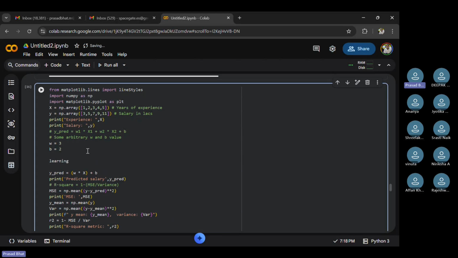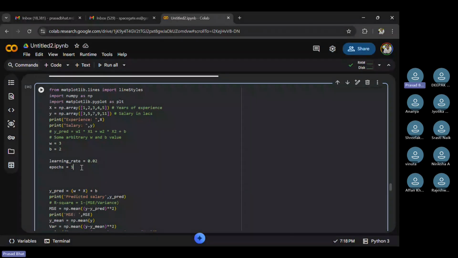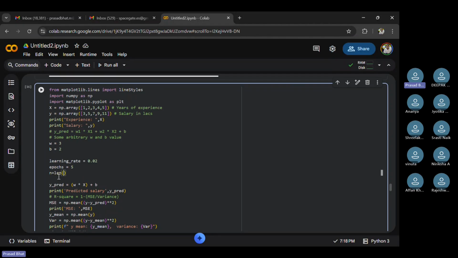Let's make the learning rate 0.05. Epochs, we can keep it at 100. Let's see, 100 iterations, or maybe let's make it even lesser, say 5 repetitions, at the beginning, and then we can see how it is affected. Then I will need N, let me take the length of X, the length of data, basically, nothing else.